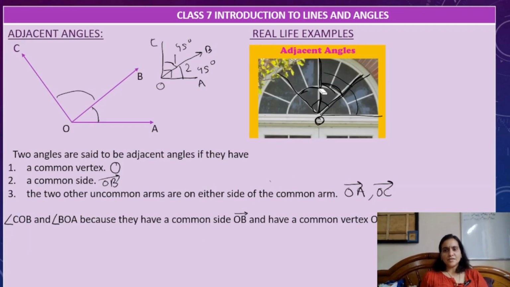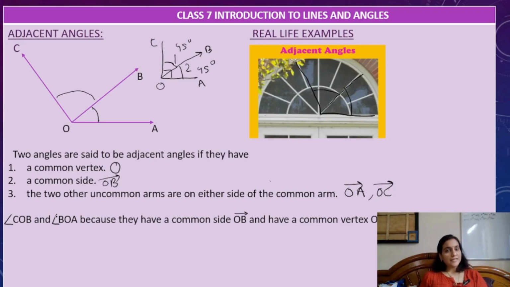Any number of angles you can form here, and we can get them as adjacent. Like this also, this is an angle, and if this is the common side, then this angle here and this angle here are adjacent angles. So real life examples, real life scenarios, you can get any number of them. Here it's written that angle COB and angle BOA are adjacent angles because they have a common side OB and a common vertex O.